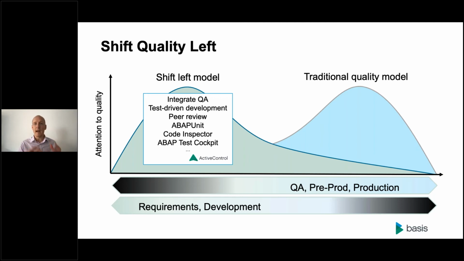And again, Active Control or a tool like Active Control can help you to build those things automatically into your development process and ensure that no transports can even move out of dev until those kind of tools and checks have been run and signed off. So just this idea of bringing quality, bringing the QA team as early in the process as possible is not formally part of Agile, but it's often in there and it's a really good thing to consider.